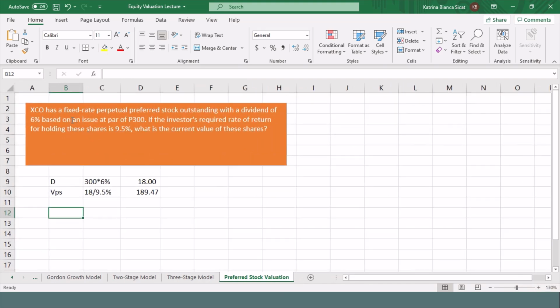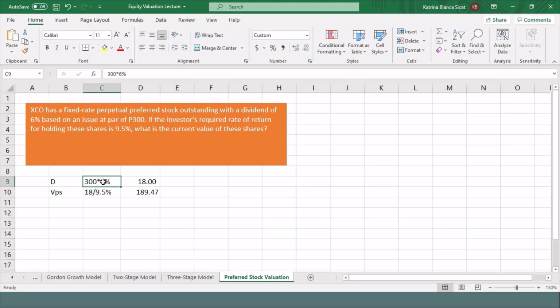Okay, so Exco has a fixed rate perpetual preferred stock outstanding with a dividend of 6% based on an issue of par of 300 pesos. So, if the investor's required rate of return for holding these shares is 9.5%, what is the current value of these shares? So, basically, the first thing that you have to do is get the preferred dividends. So, it's gonna be 6% of that 300. Okay, so ang D natin is 18.